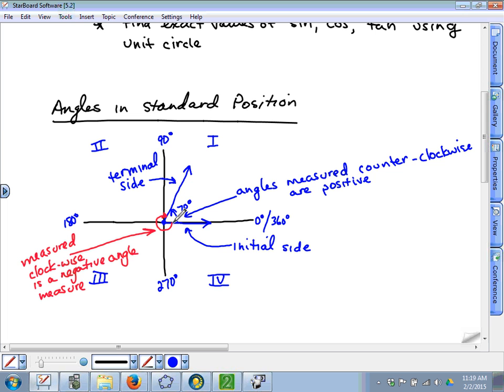What if we're going clockwise when I start on the initial side and go all the way around to here? So let's do this all together. If I go clockwise down to here, isn't that negative 90? Then that's negative 180. That's negative 270. And how much more?